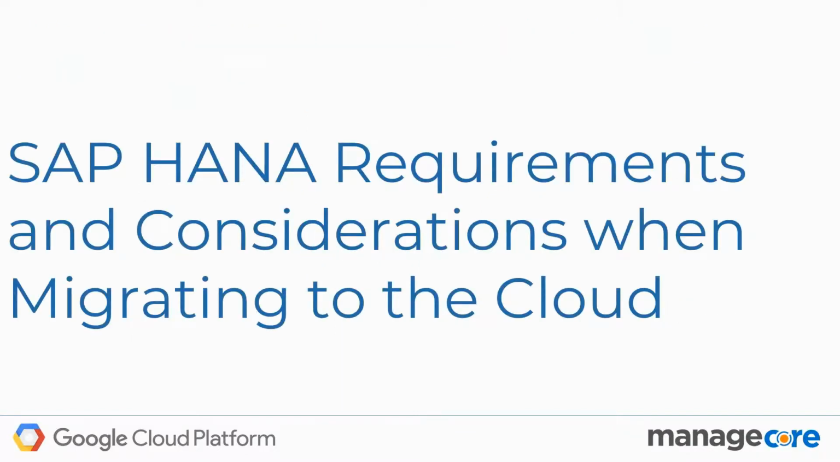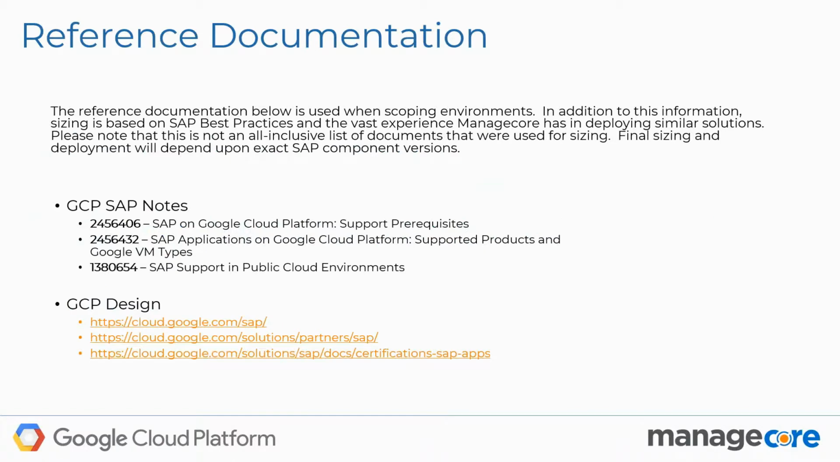Now I'm going to discuss SAP HANA requirements and considerations when you migrate to the cloud. SAP and GCP both provide great documentation on what is and isn't supported, along with best practices when moving into GCP. There are specific notes that you should read from SAP to detail exactly what is supported, right down to the version of SAP, the products from SAP, the database platforms, OS platforms, and even instance types in GCP. On top of that, GCP provides great design and architecture diagrams to get you started on figuring out how you want to deploy SAP within GCP.